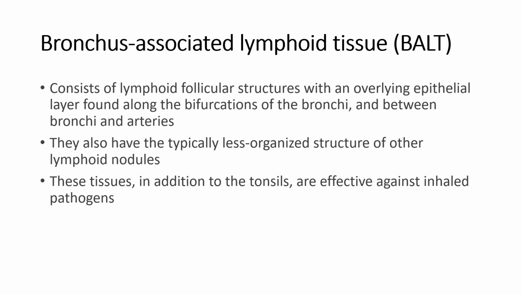Bronchus-associated lymphoid tissue, or BALT, consists of lymphoid follicular structures with an overlying epithelial layer found along the bifurcations, aka the splits, the divisions from 1 into 2, 2 into 4, and so on and so forth, of the bronchi, and between bronchi and their surrounding arteries.